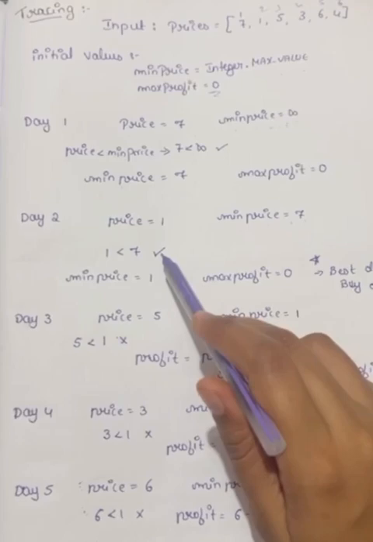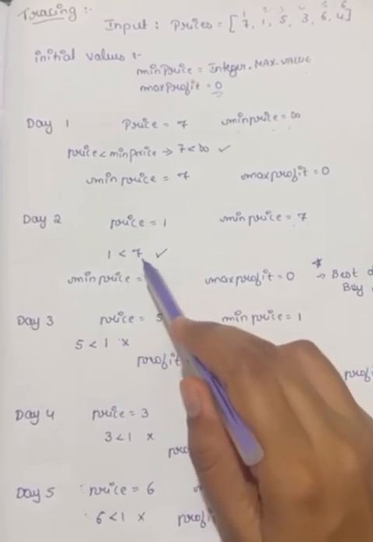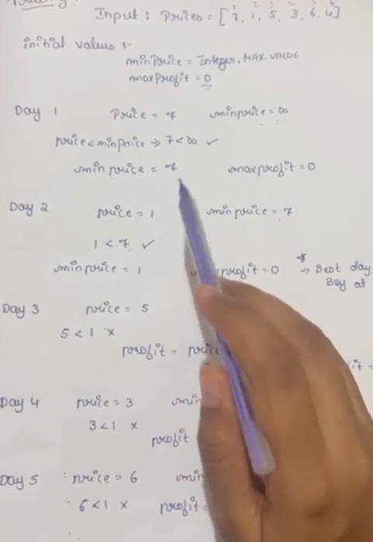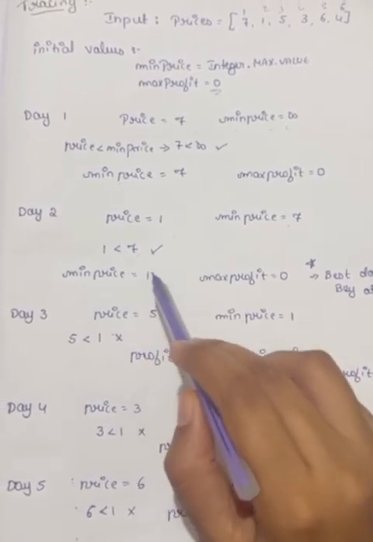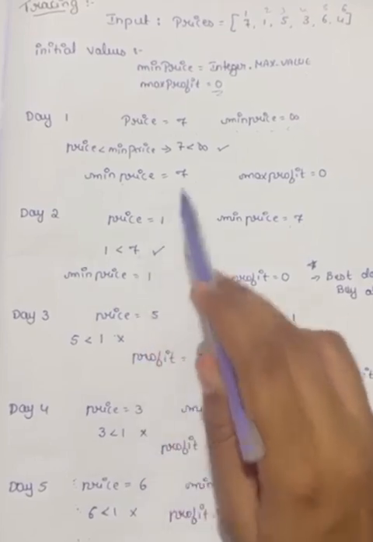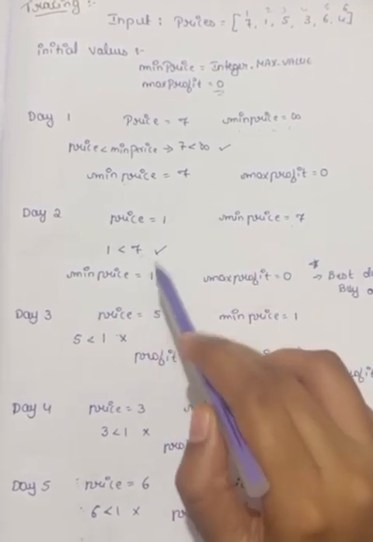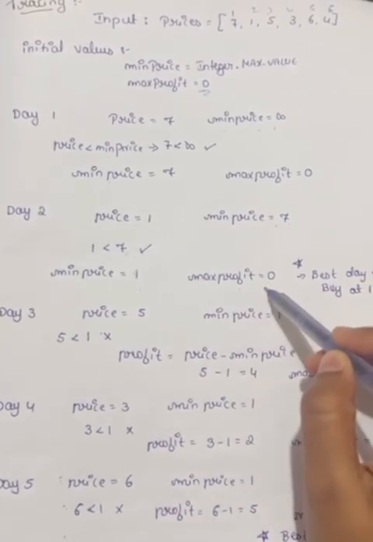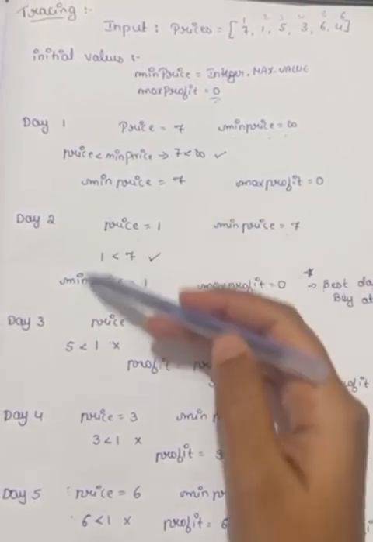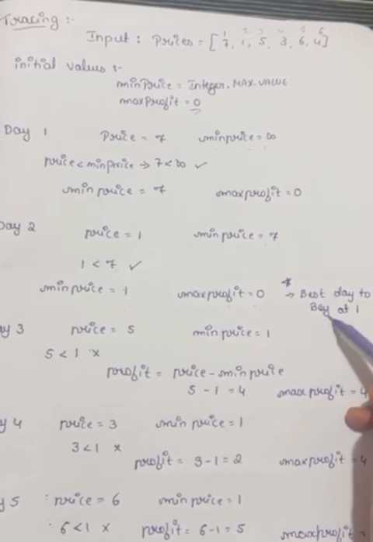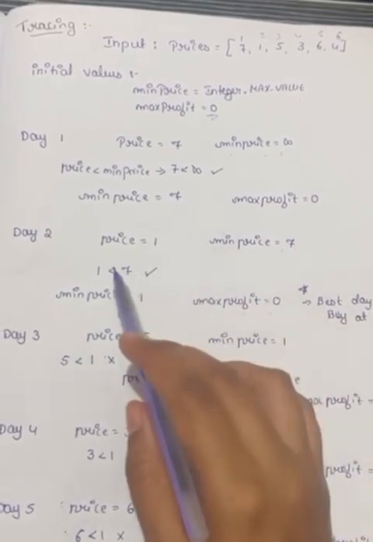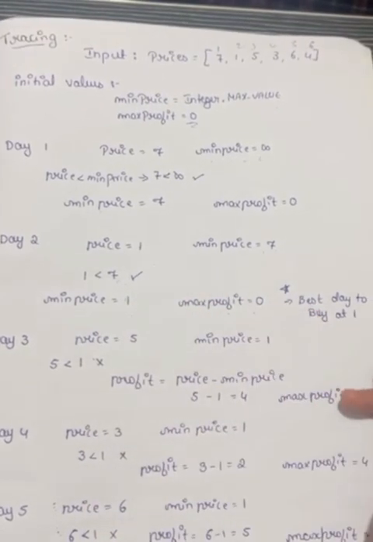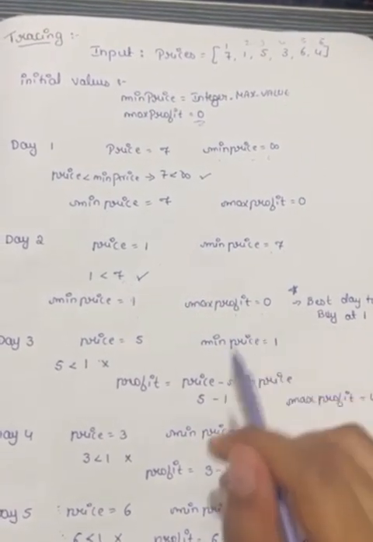Again I'll be checking the condition. 1 is less than 7. Yes, 1 is less than 7. This condition will be satisfied. Now my min price becomes 1. That is, min price is updated from 7 to 1. Then my max profit is equal to 0. So according to this, it is the best day to buy the stock at the price of 1. It has the minimum price, right? So it is the best day to buy that stock.